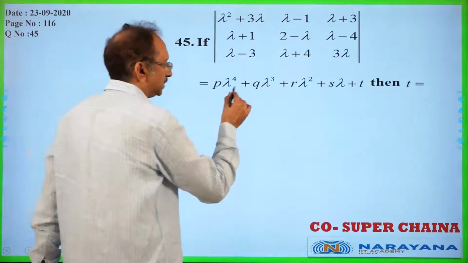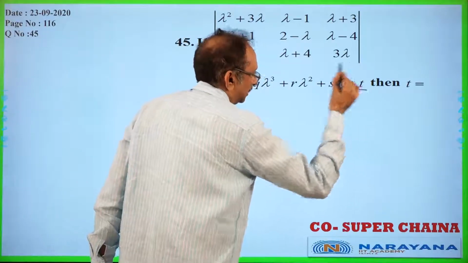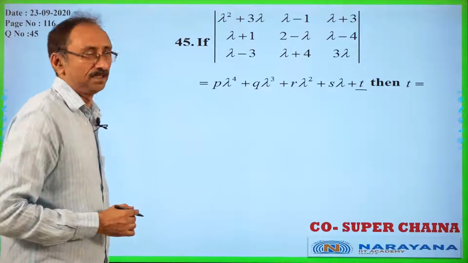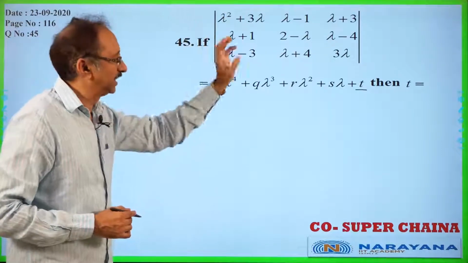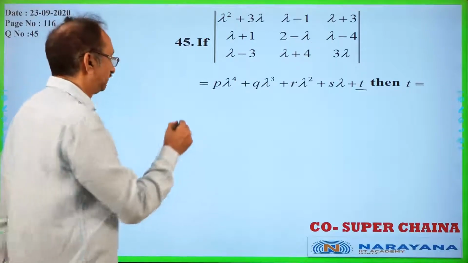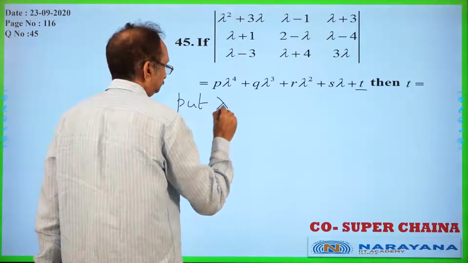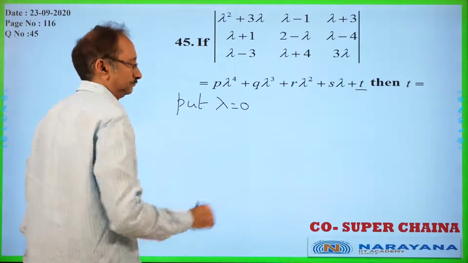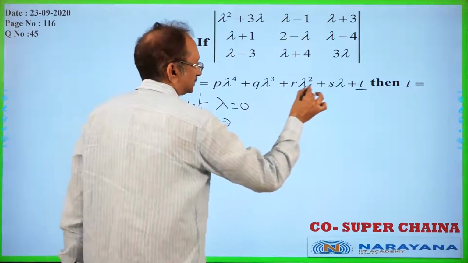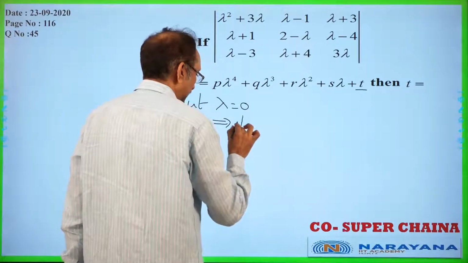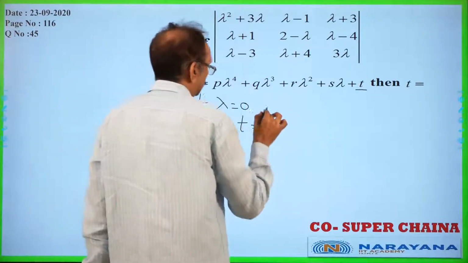If you put lambda is equal to 0 here, all these terms will be cancelled and you will get t only. And a constant will appear in the left hand side. That is the answer for t. Therefore, put lambda is equal to 0. So what happens? So 0 plus 0 plus 0 plus 0 plus t. Right hand side is t. And what is left hand side?